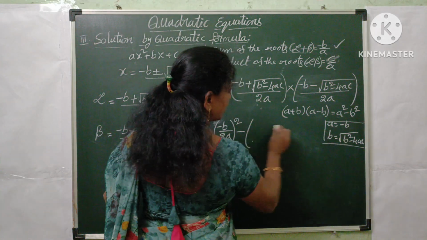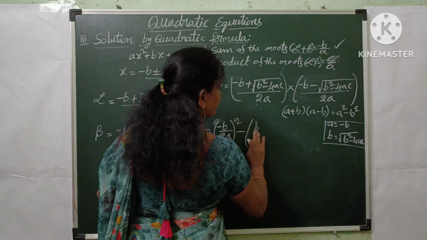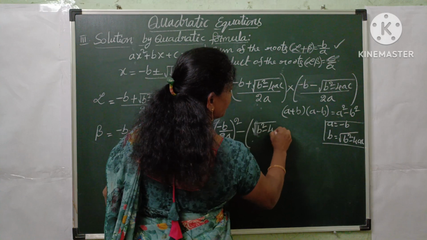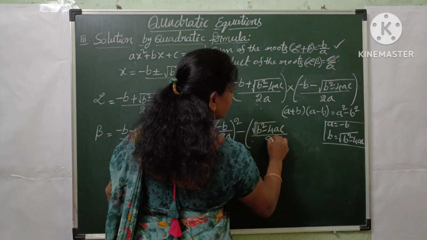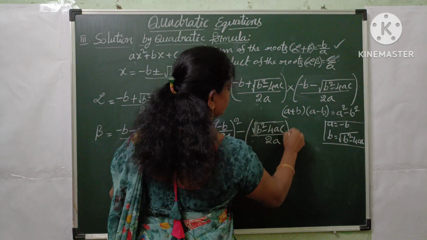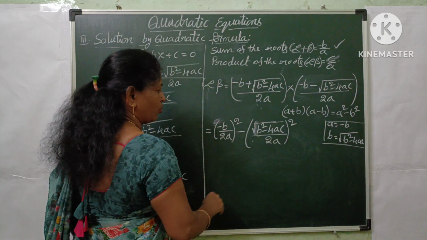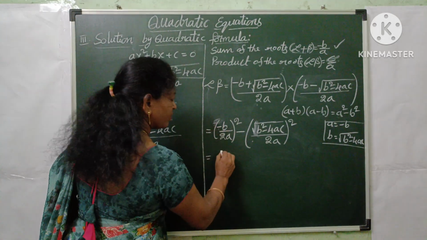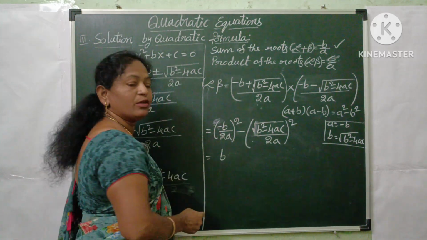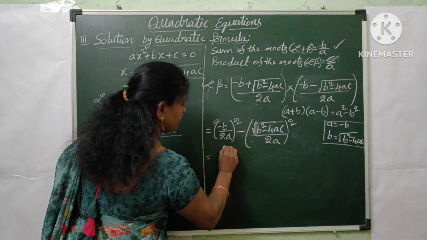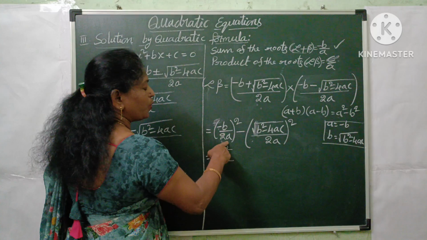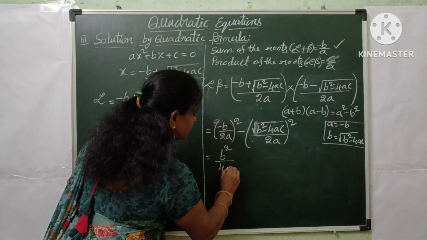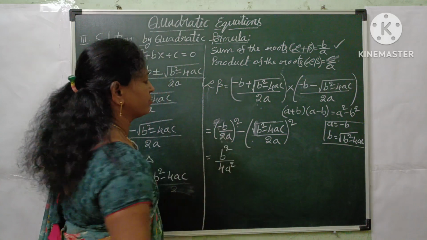Beta square means what is that? Beta is root of b square minus 4ac by 2a whole square. Now that is equal to minus b square only. Here minus also, when you are squaring, it becomes plus. So b square by 2a whole square. 2a whole square, 2 square means 4, a square means a square.